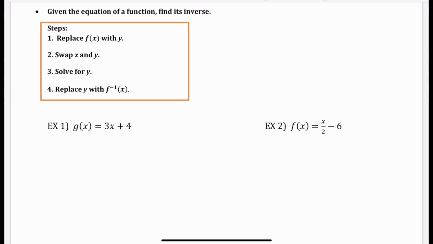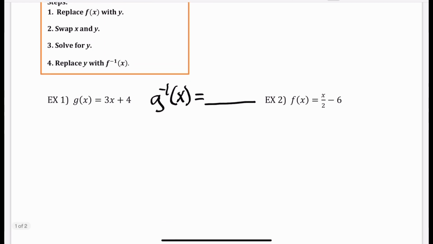So in this first example, we're looking for the inverse of g of x. So we are actually looking for g inverse of x, and that's how you read this notation. The little -1 is not really an exponent, it's just read g inverse of x. So we are looking for g inverse of x. To find that, we're going to follow these three steps.